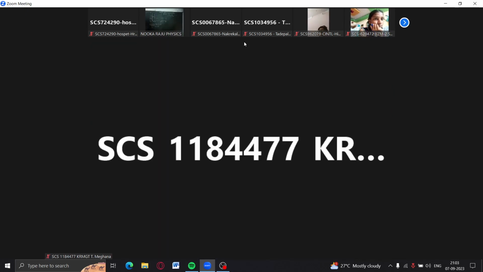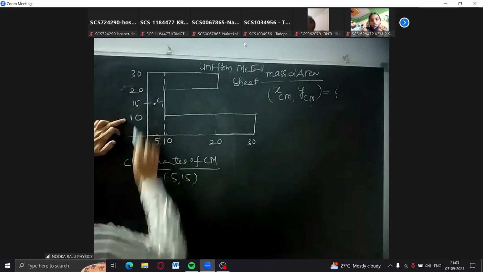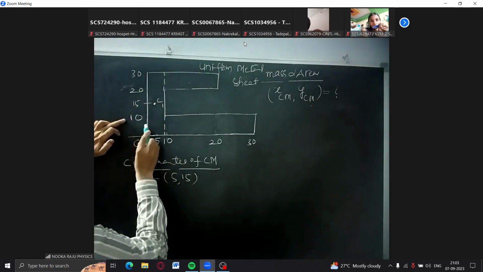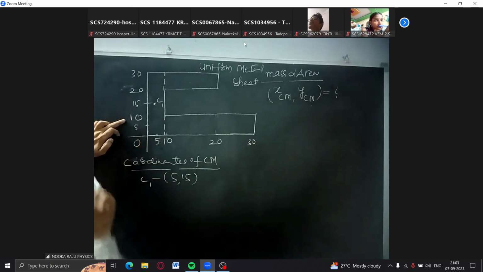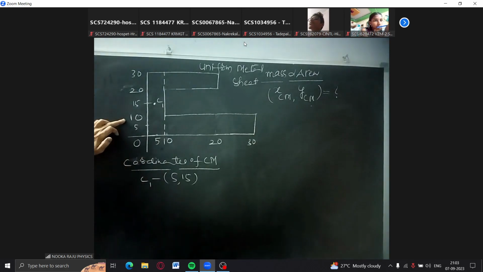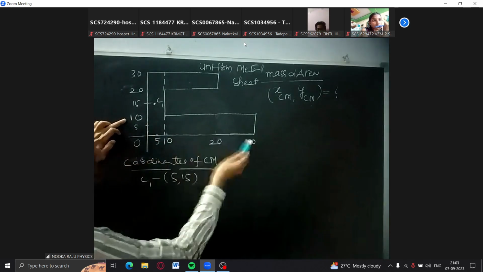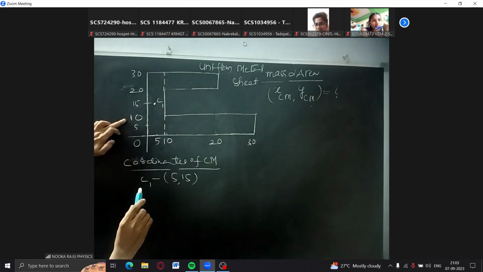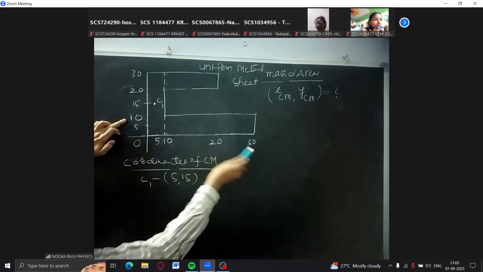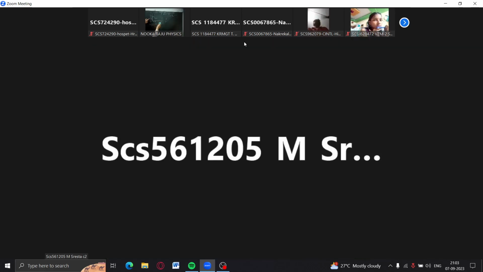Yes, sir, 15. What about this one actually? The center of mass from here is 5. This is 5, am I right? And what about this one? 15, and 20.